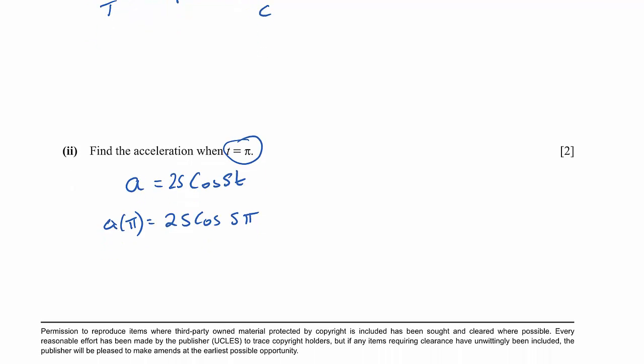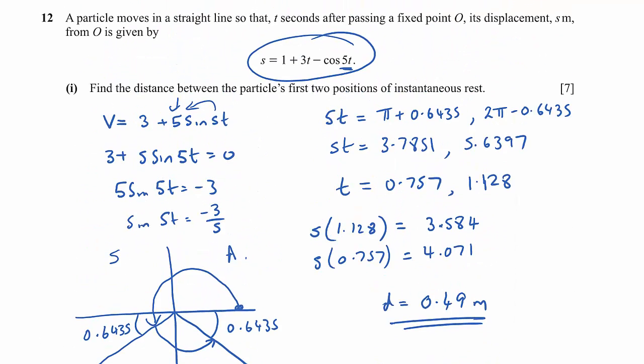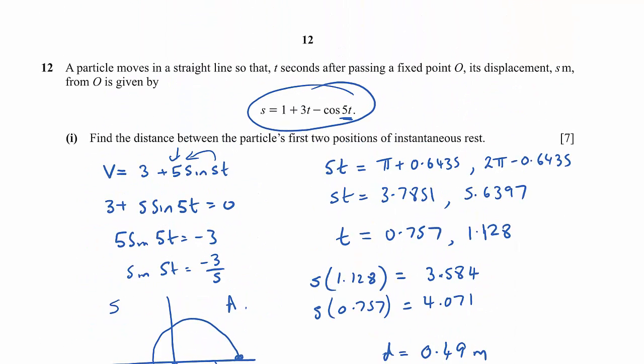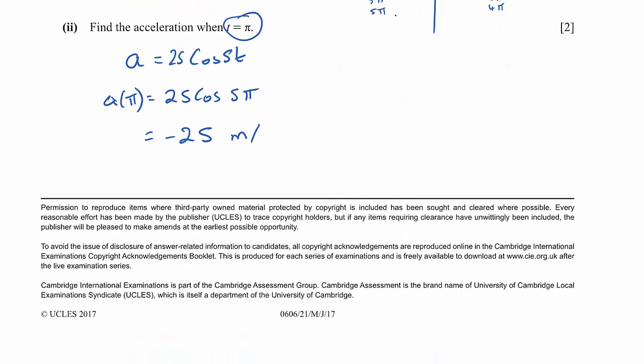And so 5 pi, let's think about that. So we've got 0, pi, 2 pi, 3 pi, 4 pi, 5 pi. Cosine of 5 pi is -1, so that's going to be -25. And I think that's in meters per, was it in seconds? Yep, so that would be meters per second squared.